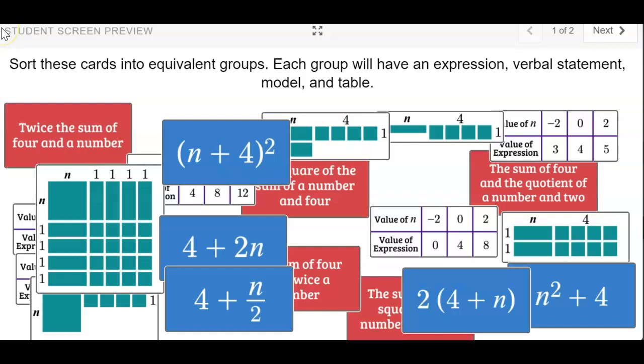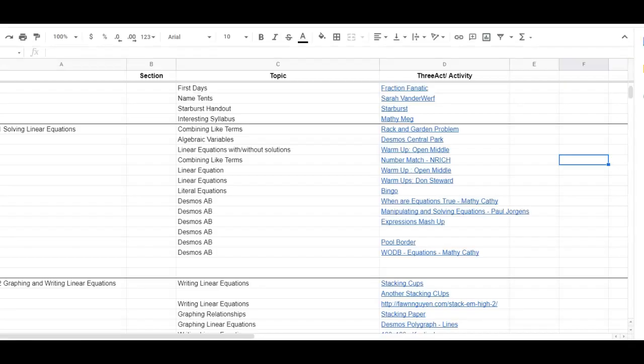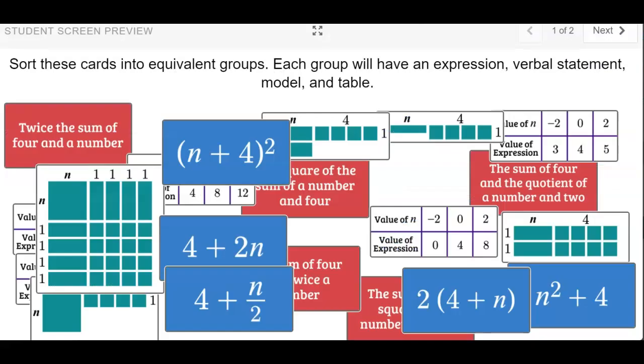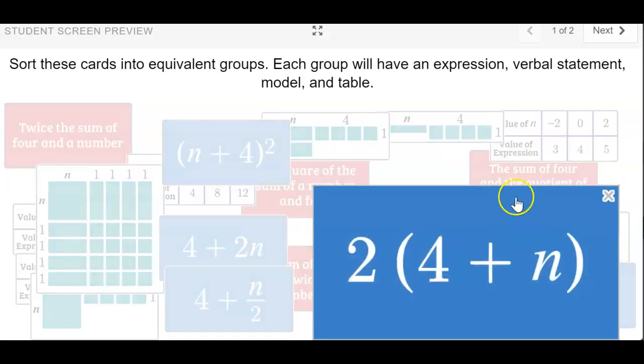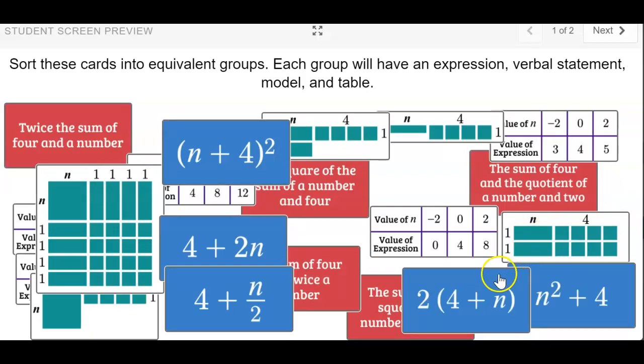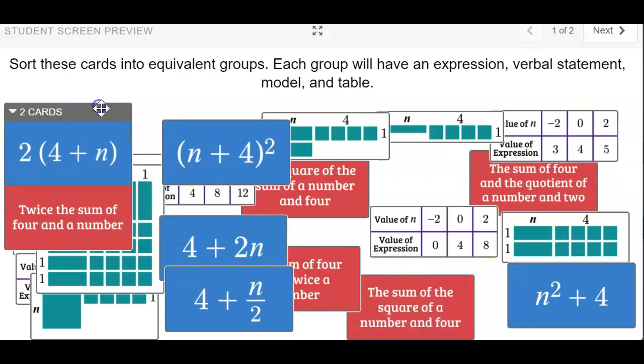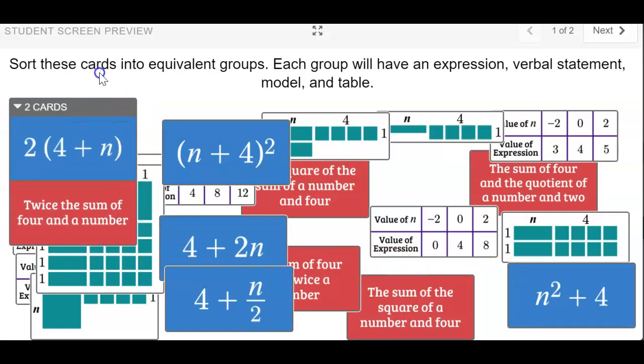This is just one that I pulled up. I'll actually give you a spreadsheet link in which all the ones that I show you are linked. So this one is just a translation one, and it also gives you a picture representation. So, twice the sum of 4 and a number. Then they have to look for it. They just drag these and match them together. See how that works on there.